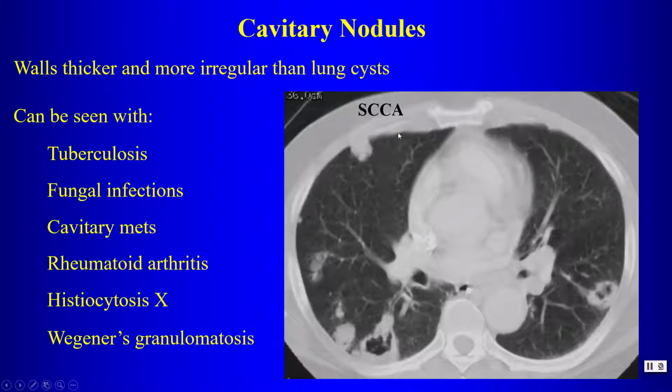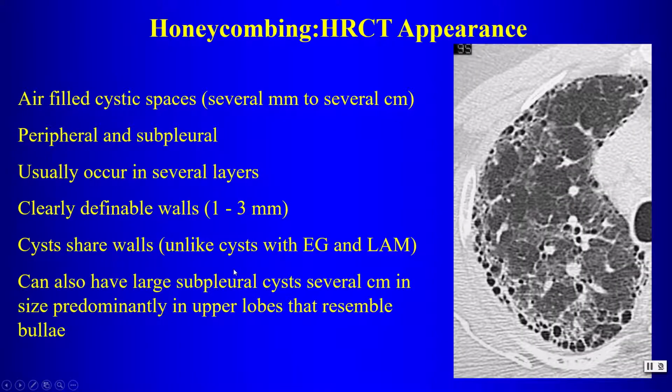This is a metastatic squamous cell cancer. So of course we can see it with infections, cavitary metastases. Some rarer lesions like rheumatoid lung disease can give you cavitary lesions in the lung. LCH can give you cavitary lesions, and of course Wegener's granulomatosis can also do that. Honeycombing, we've described honeycombing, so I'm sure you're very familiar by now with the appearance of honeycombing. With honeycombing, the cysts share walls, unlike the cysts with EG and LAM.